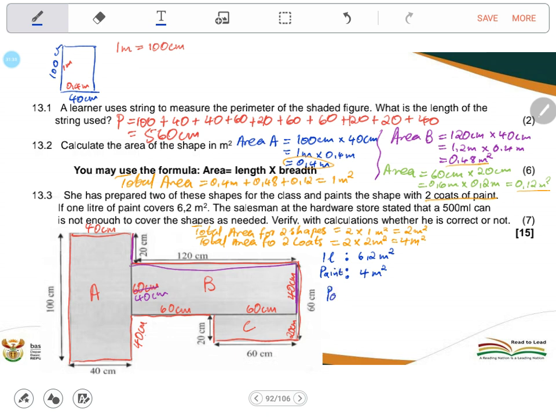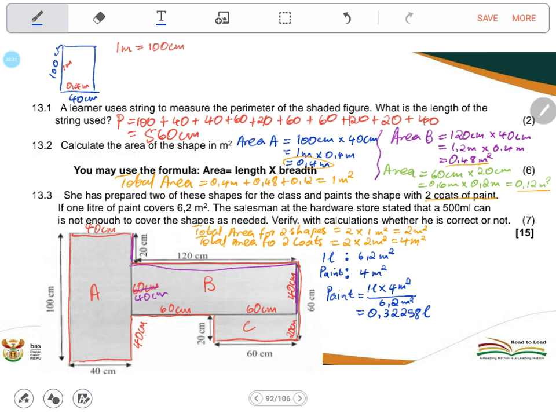So we'll say paint will be equal to, by cross multiplication, 1 liter multiplied by 4 square meters divided by 6,2 square meters, and this would give us a total of 0.32258 liters. So this is the amount of paint that is needed.